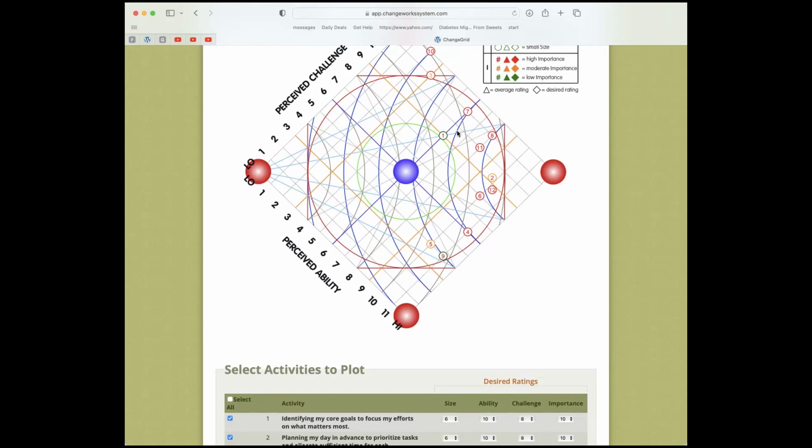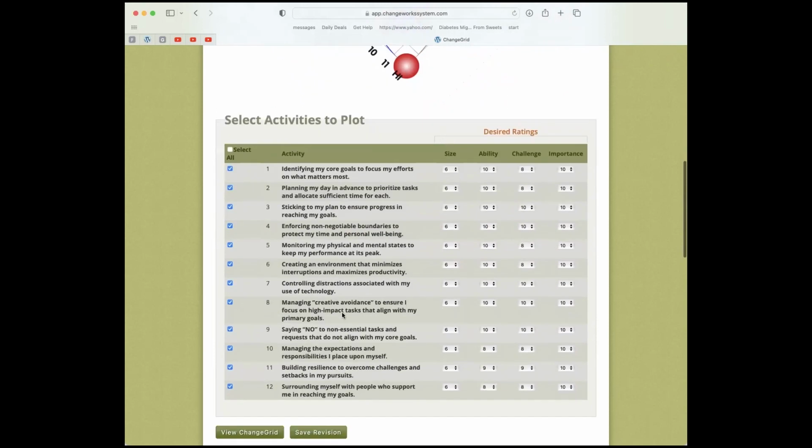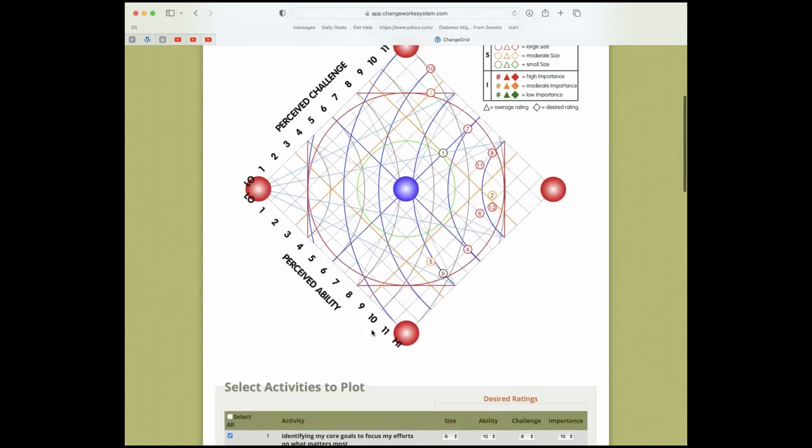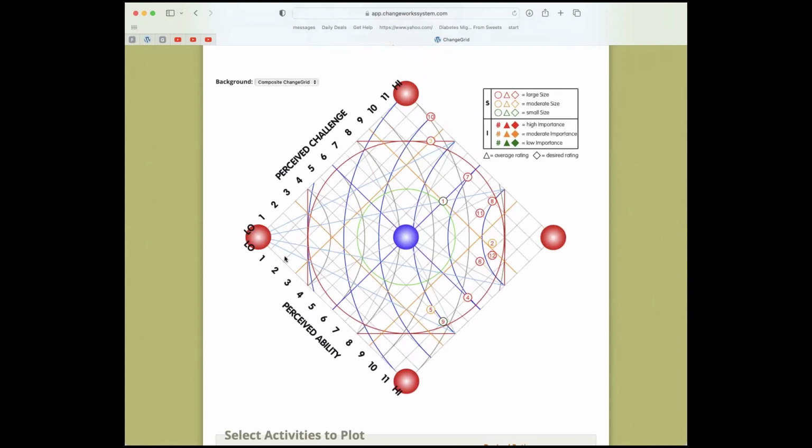So if I was going to say, usually this is how I am. Usually I might be someplace downgrade because I am so fluent at it. But that is not the me today. And when it comes to something like number 10, managing the expectations and responsibilities I place upon myself, generally on a good day I may be doing that just fine. But right now, because of what I'm going through, I gave my ability a 2 and the challenge a 12.